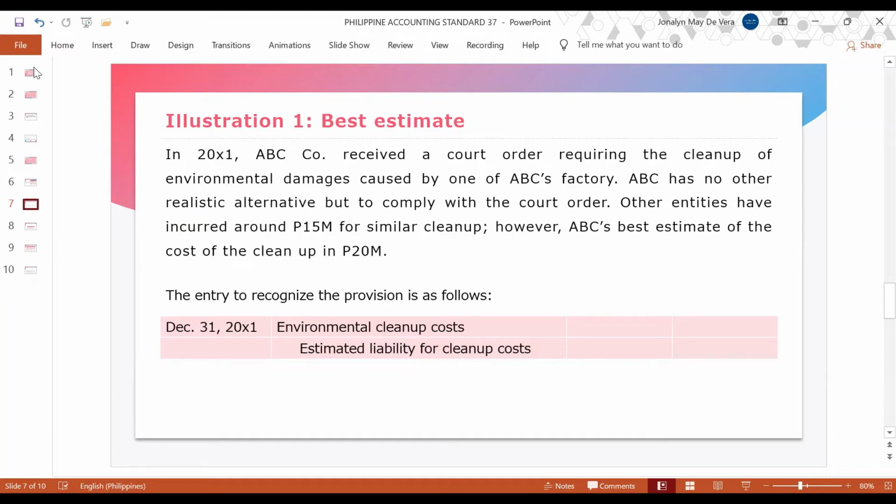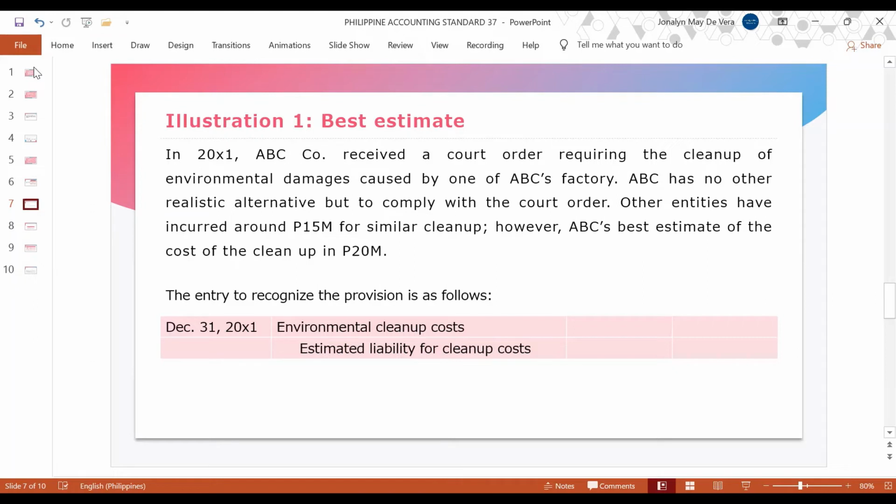So first, let's analyze the problem. Is there a present obligation? The answer is yes. Environmental damages have already been caused. Second, is the outflow probable? Yes, ABC has no other realistic alternative but to comply with the court order. Third and last one, can the outflow be measured reliably? Yes, the problem indicates a best estimate of 20 million. To conclude, the provision must be accrued and disclosed in the amount of 20 million.